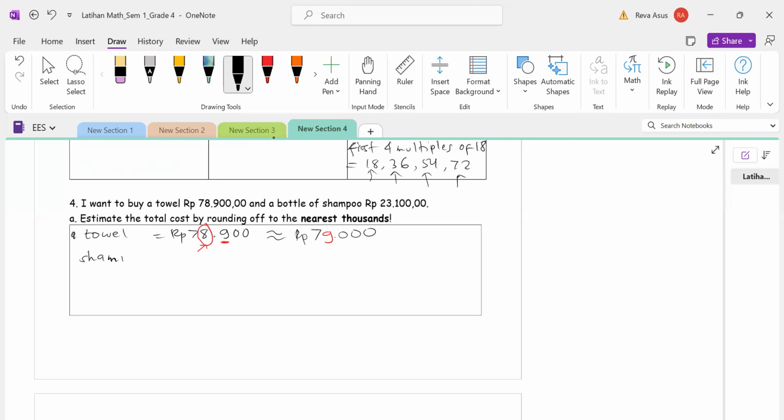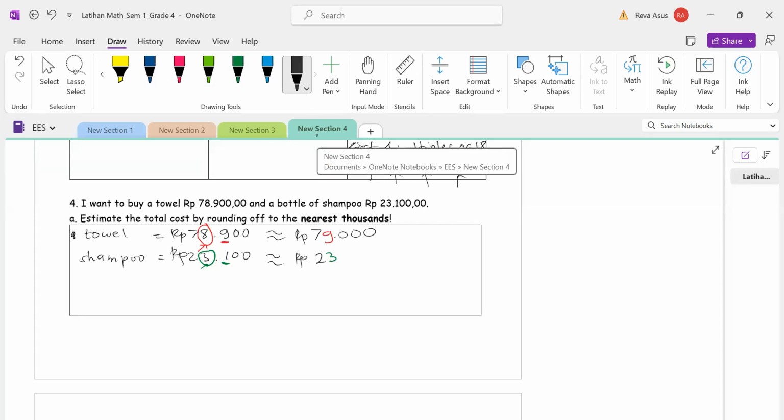What about a bottle of shampoo? We can write it as shampoo to make it easier to write. So the shampoo price is 23,100 rupiah. If we're rounding off to the nearest thousand, the thousand here we have 3. Would it be rounded up or not? Look at the hundred. The hundred is 1, which is less than 5, so the 3 would not change. So we can write it as 23, and then the rest of the numbers are 0.